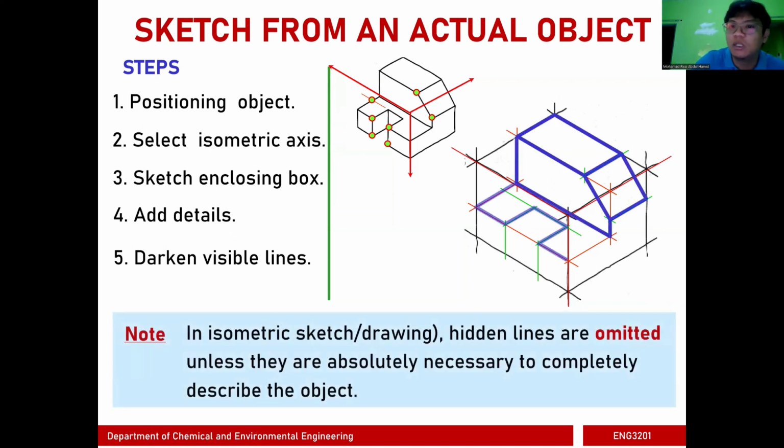Lastly, always darken visible lines to distinguish between construction lines and visible lines. Just to give you a heads up, in an isometric sketch or drawing, hidden lines are omitted, unless we are doing a multi-view projection, or unless they are absolutely necessary to completely describe the object. Oftentimes you don't have to create a hidden line.